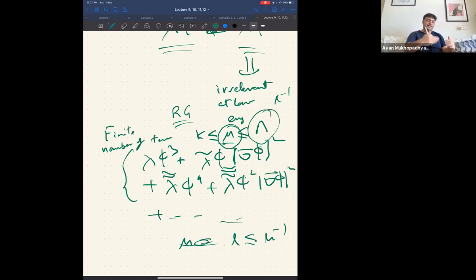So of course, if you increase mu, the number of terms that you may need to keep would increase. But up to a given length scale, there is only a finite number of terms that you need to keep. And this is what I call effective field theory. And that's the basic crux of why field theory applies to nature. Okay.